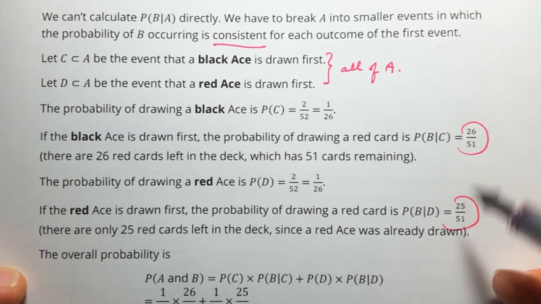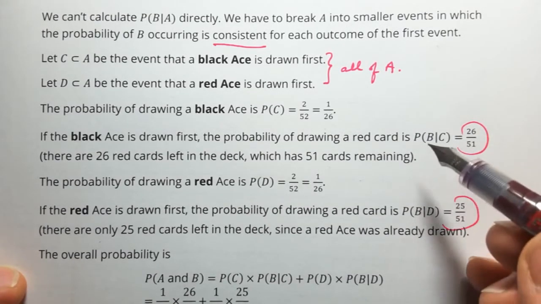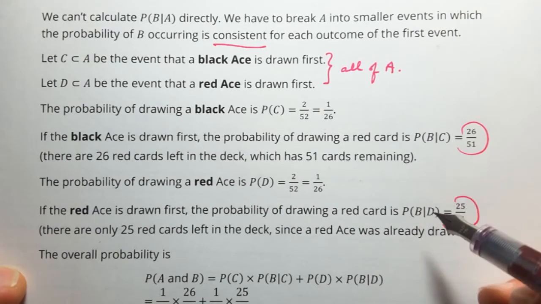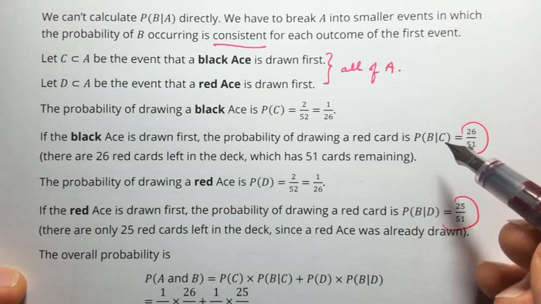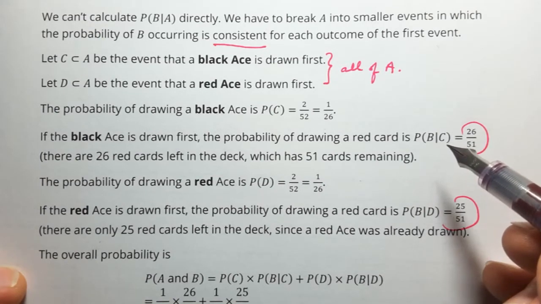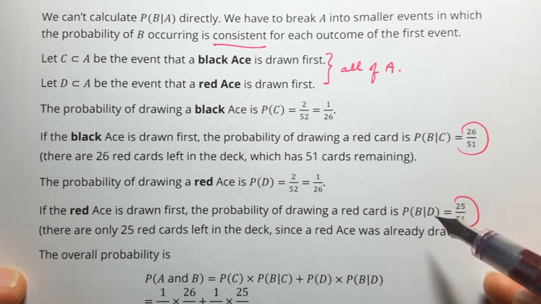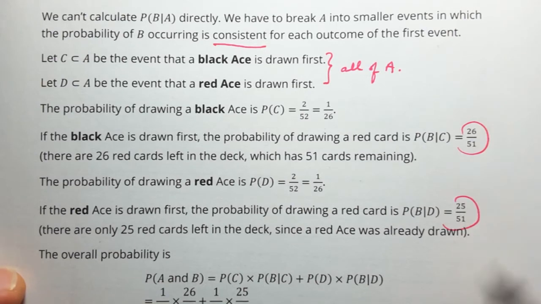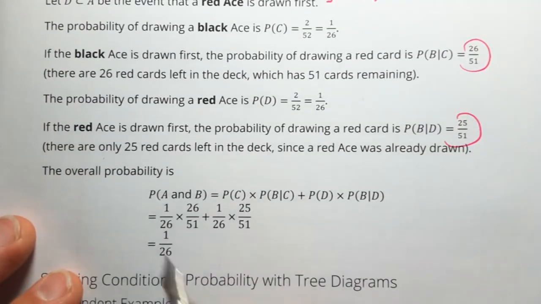That's the difference. Notice it's the probability of event B occurring, but it's different for the two different circumstances, depending on which specific outcomes happened first. This is if a black ace was drawn, this is if a red ace was drawn, a reduced probability of getting another red card. So overall, we end up with this.